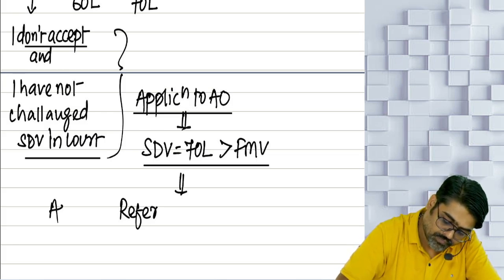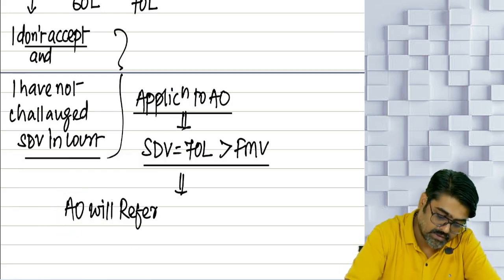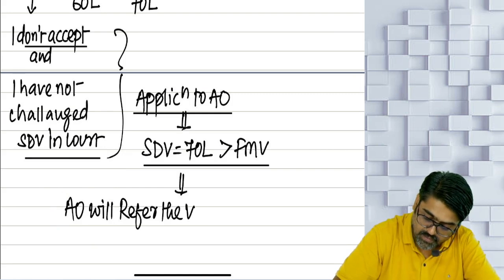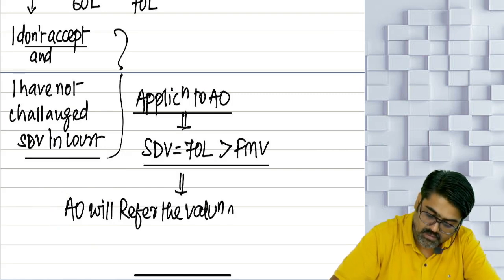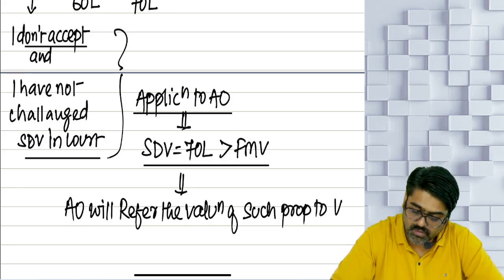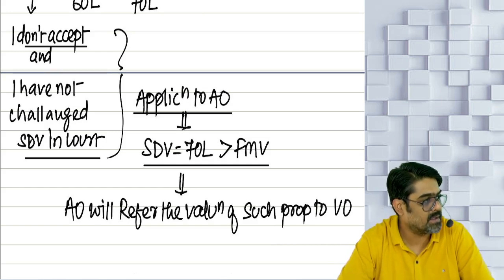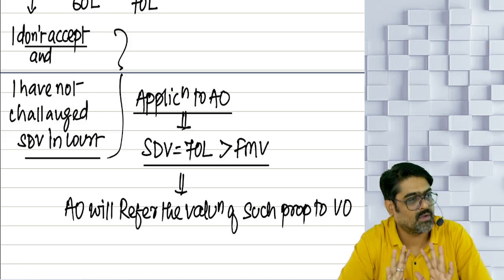AO will what? Refer the valuation of such property to whom? To valuation officer, VO. So the income tax department has valuation officers also. What is their role and what is their expertise?